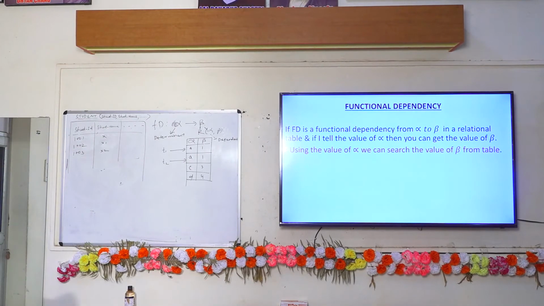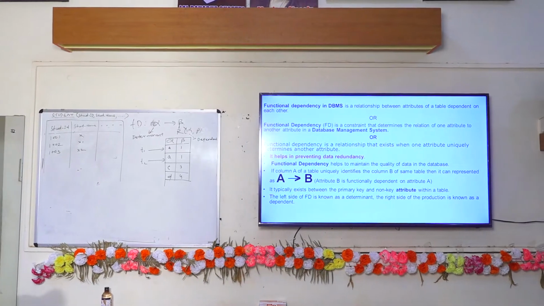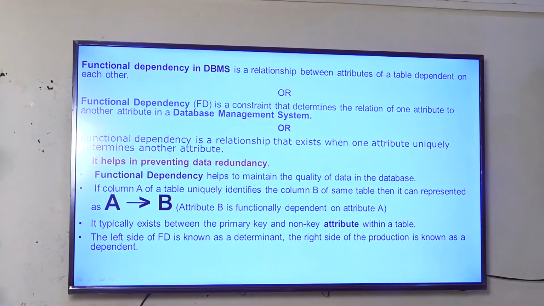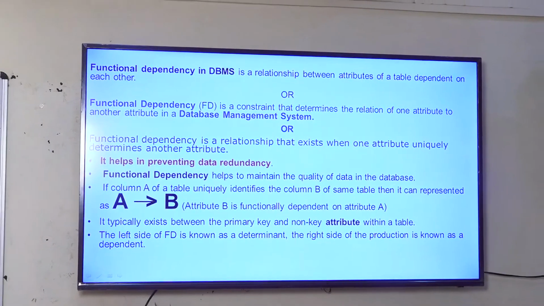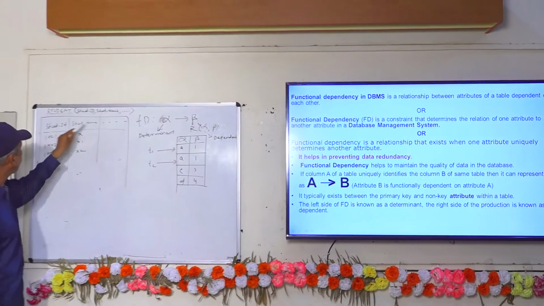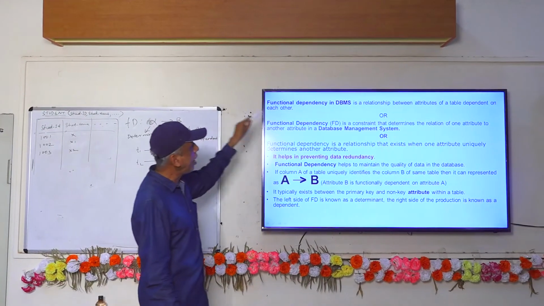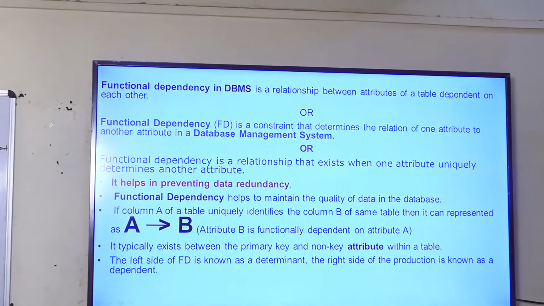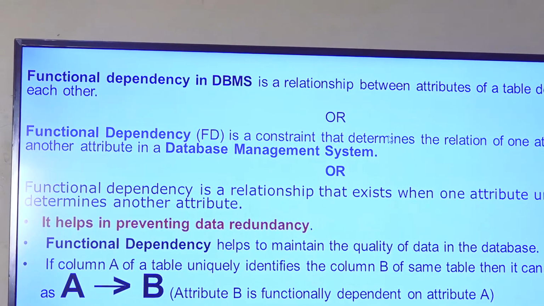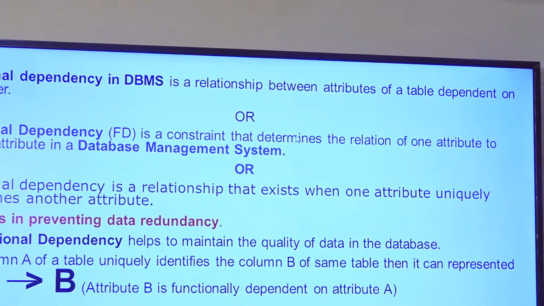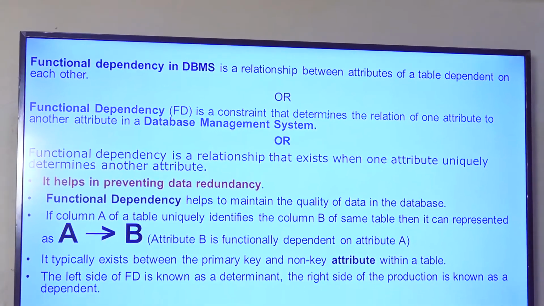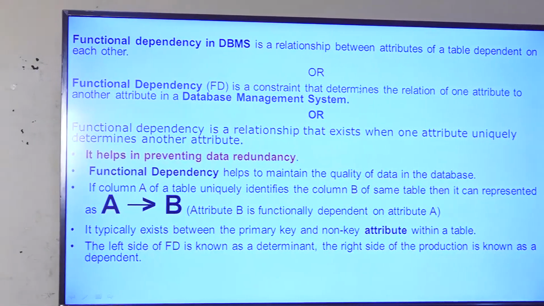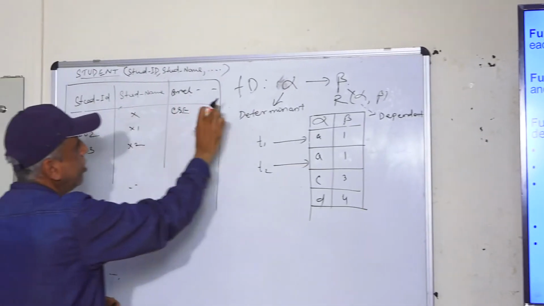Then this functional dependency in DBMS is a relationship between the attributes of a table. These are the attributes: alpha, beta, like student ID, student name. These are the field names or alternative names. These are the attributes of a table dependent on each other. All are dependent, because 1001 depends on the student name X, then it depends upon the branch, another attribute. Suppose the branch is CSE. Then this one is dependent on this one like that.